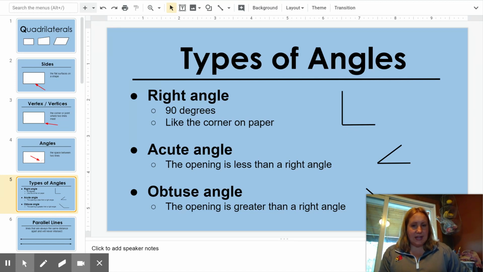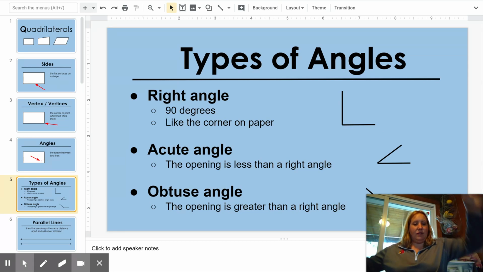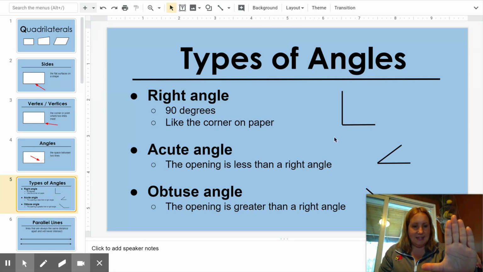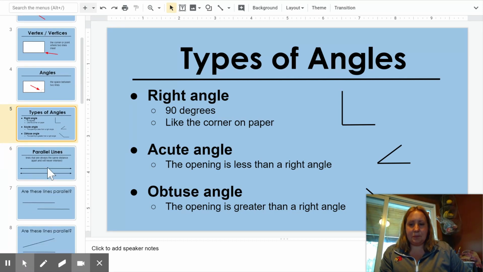We also learned about how there are different types of angles. The one we're going to focus on today is right angles. And remember, right angles are those ones that are like the corner of a sheet of paper or like an L. If you put your arms one straight up and one straight out, that would make a right angle, or you could use your hand and make a right angle like that. So we're going to focus on right angles during our lesson today.